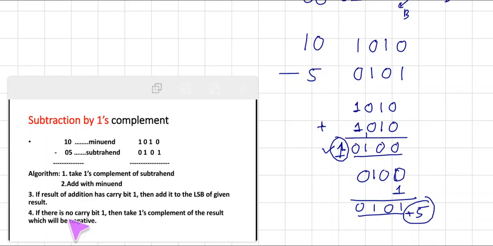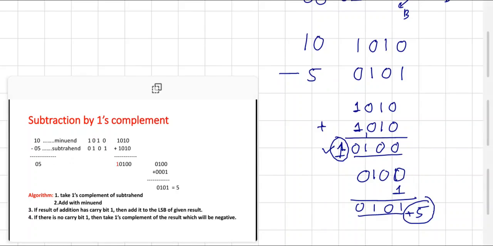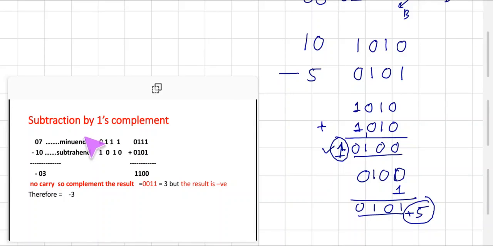But if there is no carry bit after doing this procedure, then instead of adding it, we have to take the 1's complement of the result, which will be the answer for the subtraction, and it is negative. So remember, this is how we can use subtraction by the 1's complement method. This is another example; the 10 minus 5 we already saw, where we got 5.